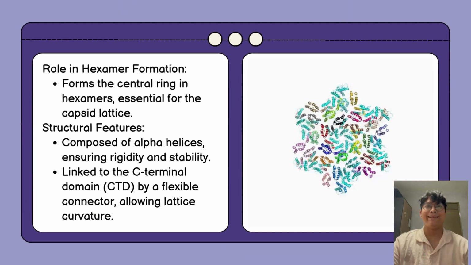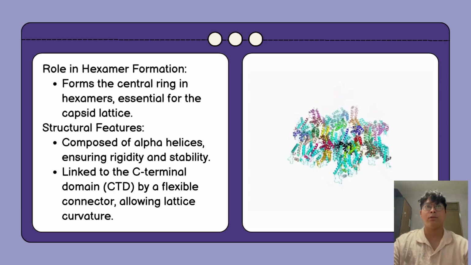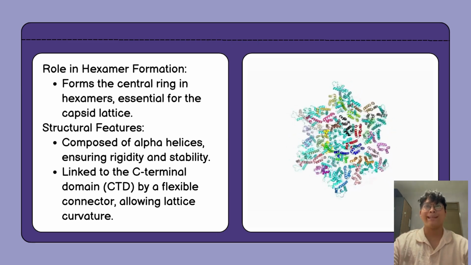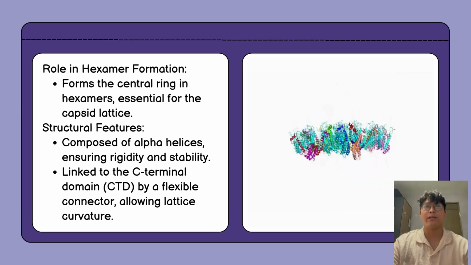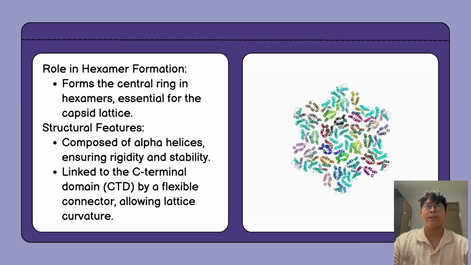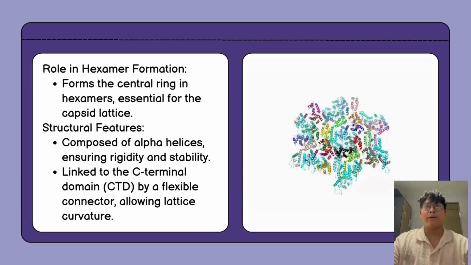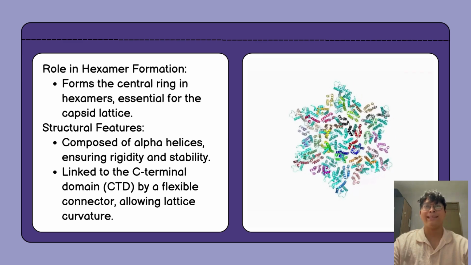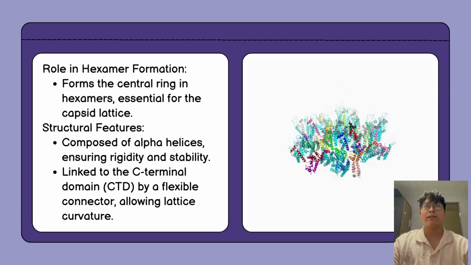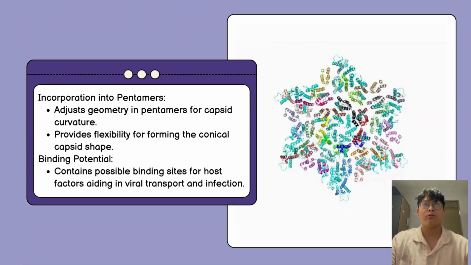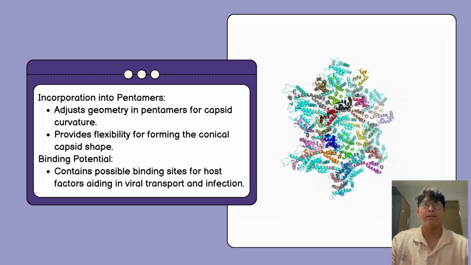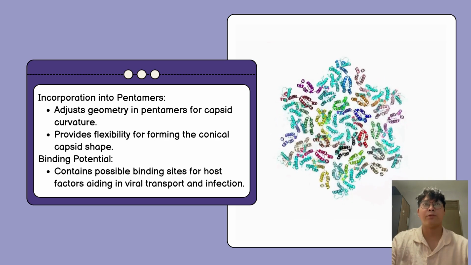The N-terminal domain, NTD, of the 5MCH structure plays a crucial role in the formation of hexamers. It forms the central ring in the hexameric lattice, which is essential for maintaining the structural integrity of the HIV-1 capsid. Structurally, the NTD is composed of alpha helices, which provide rigidity and stability to the capsid. Additionally, it is linked to the C-terminal domain, CTD, by a flexible connector, allowing the lattice to curve and adapt to the conical shape of the capsid. NTD adjusts its geometry when incorporated into pentamers, enabling the capsid to curve and form its conical structure. This flexibility is essential for creating the closed, stable capsid that protects the viral genome.